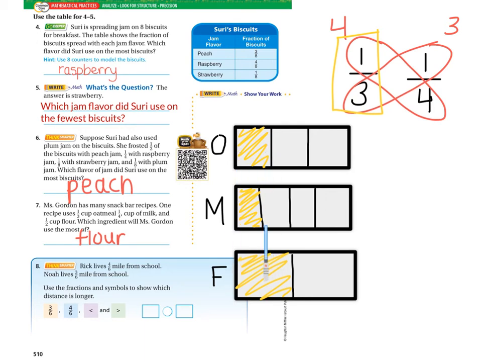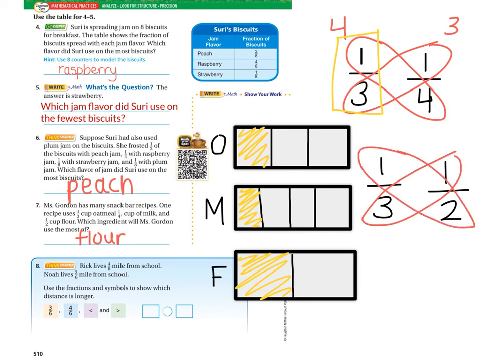Now we still need to compare 1/3 to our final fraction, 1/2. So 1/3 and 1/2. Make your butterfly wings. 3 times 1 is 3. 2 times 1 is 2. The bigger fraction now is 1/2. 1/2 beat that 1/3. So that's our answer. 1/2 belongs to flour. So there's several different strategies you could have used. As long as you got flour, that's okay.